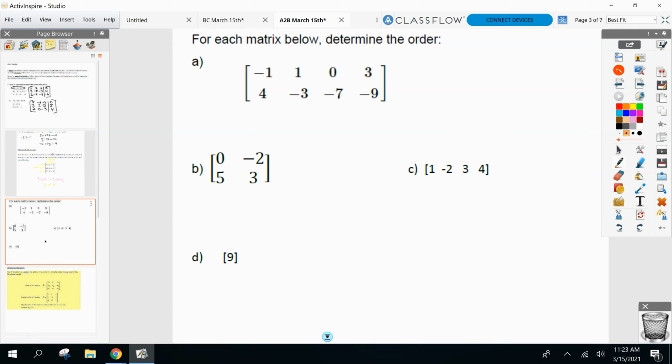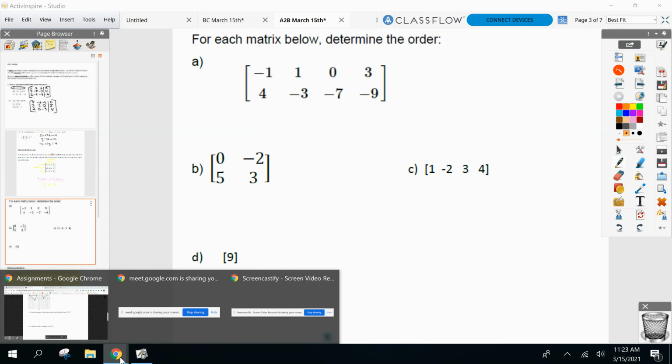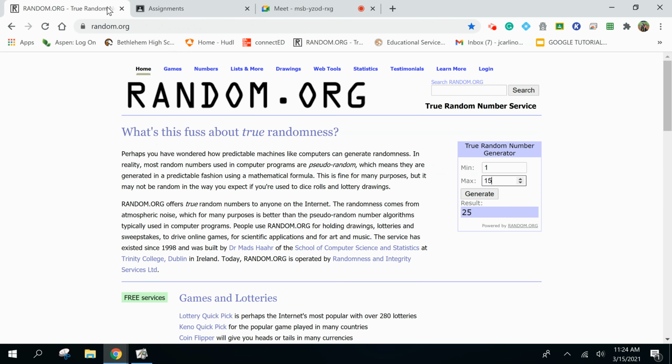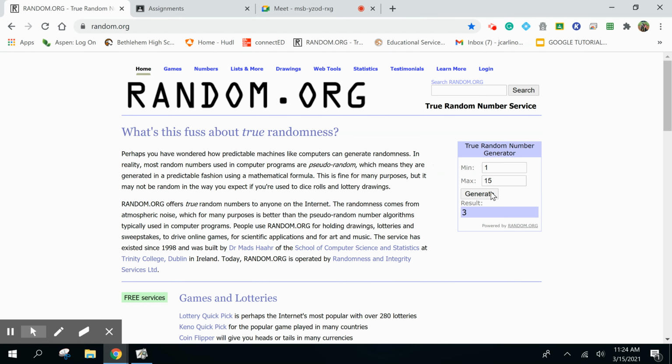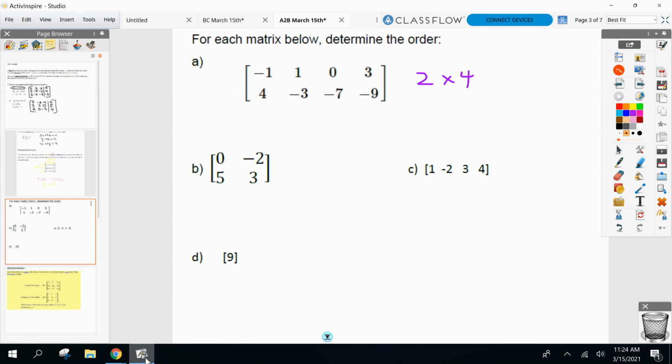All right, here we go. Let me know what you got. Part A, what's the size of that matrix? Anna, what'd you have? 2 by 4. Good job. That's a 2 by 4 matrix, 2 rows by 4 columns. All right, what about B? Liz, what's the order for B? Is it 2 by 2? You got it. 2 rows, 2 columns.